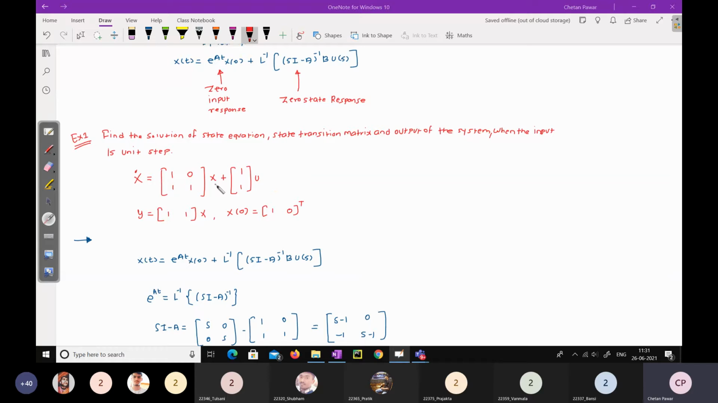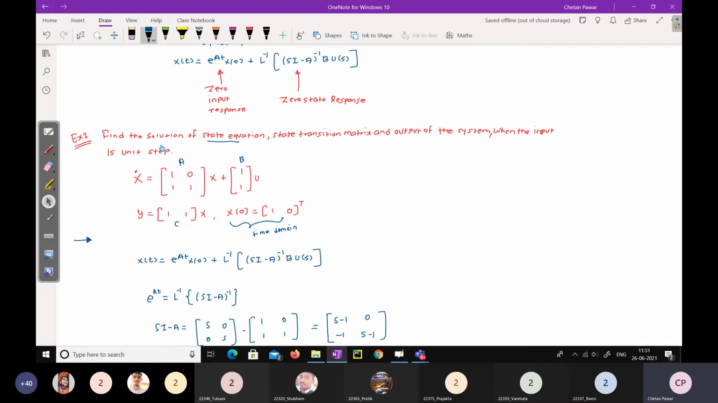So the state equation and the output equation are given. Here, this will be the A matrix, this will be the B, this will be the C, and here this is the initial value. These are the time domain values. Small x you can consider it as such. So x of 0, the vector, is given. Now we need to find the solution to the state equation.